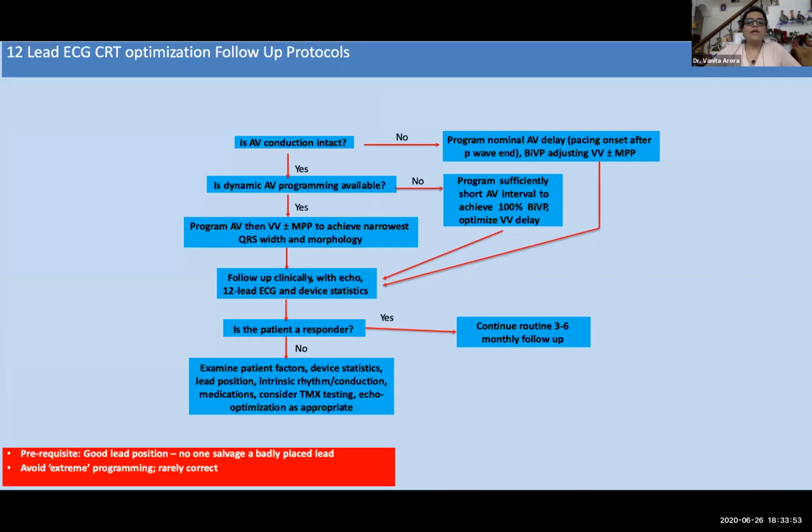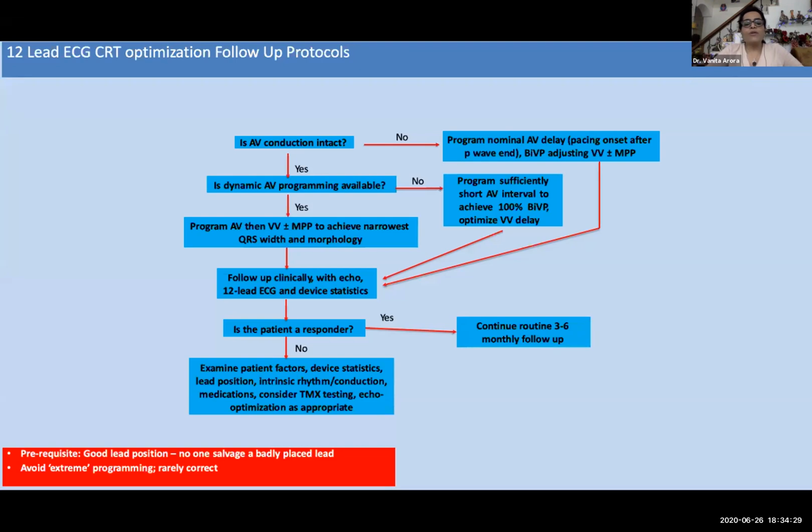So looking at all these parameters which we just discussed, we have to follow this table to give benefit to the patient. Is AV conduction intact? We have to see the ECG, and we have to adjust the VV delay or sync AV. Is dynamic AV programming available? If not, then we have to use a short AV interval to give 100% BiV pacing, and we have to optimize the VV delay. And then we have to follow up these patients on a regular basis for the device setup.